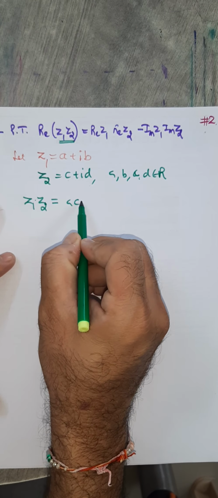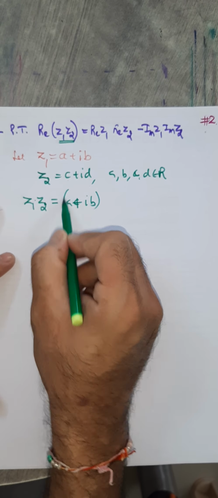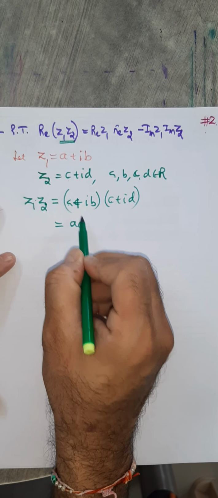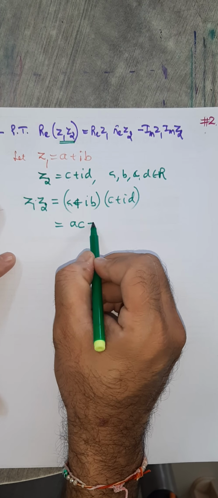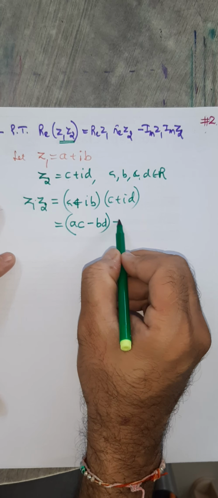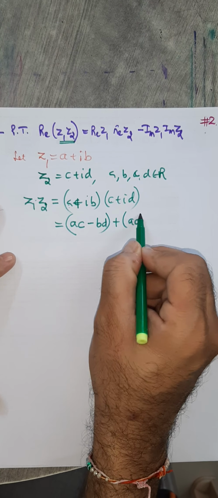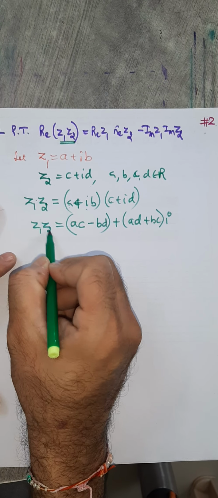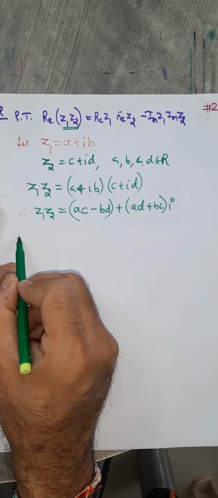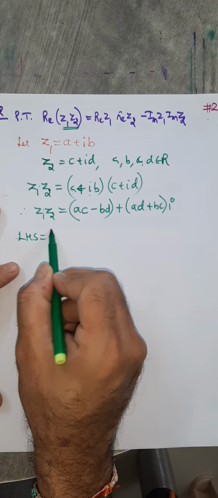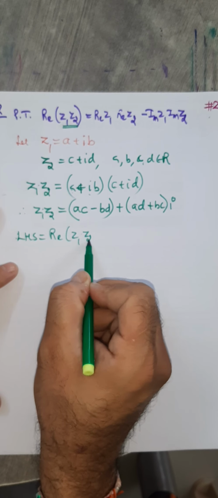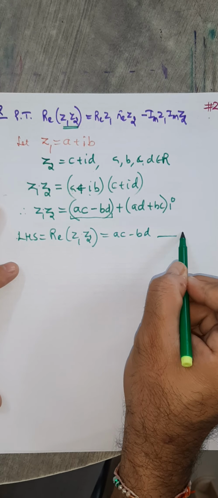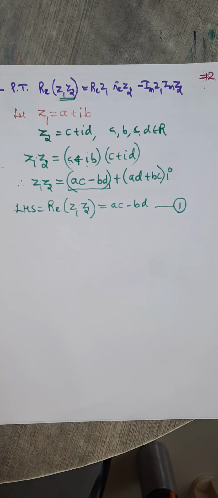Real part, imaginary part. You need real part of z1, z2. So we'll find here a plus ib into c plus id. I'm just multiplying here. This into this ac, this into this which is minus bd, because you will get iota square, plus ad plus bc, and I'll find iota common. So this is z1 into z2. Now you want the real part of this one. So our LHS would be real part of z1 into z2. That is this first number, which is ac minus bd. Call this as 1.